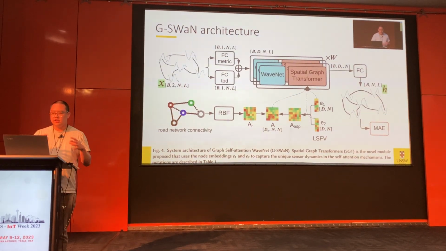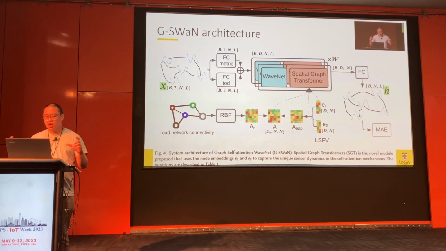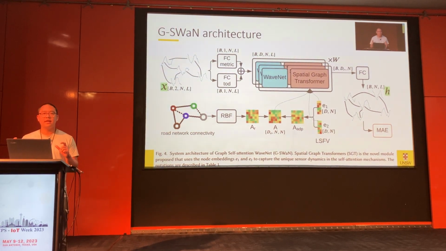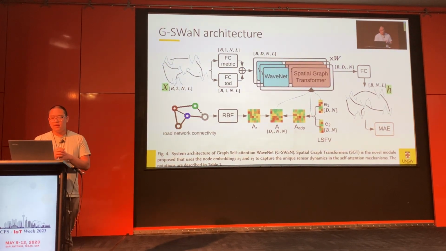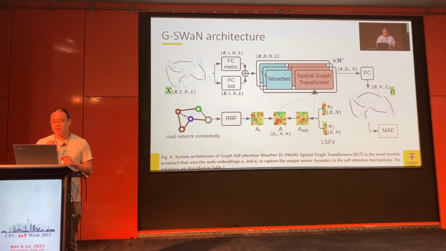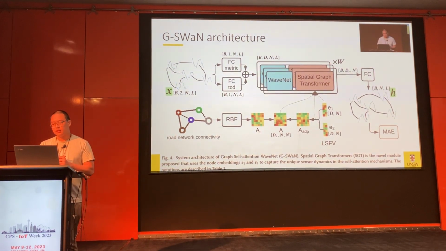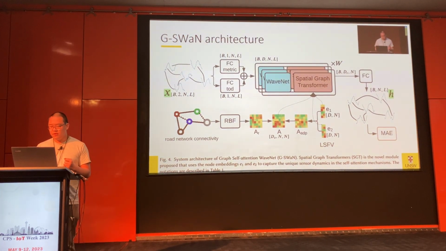And this is the general architecture. We're using Graph WaveNet as a backbone. It's an established part of the literature. But the part that is new is the red square, and that is the spatial graph transformer. That is our contribution. But before that, let us have a quick overview of the architecture.